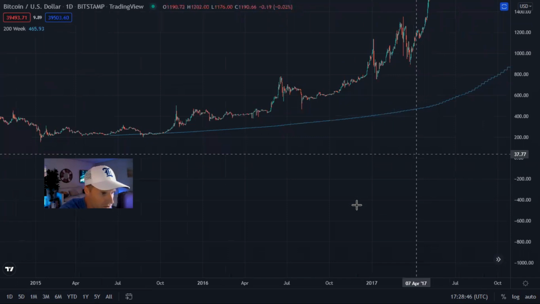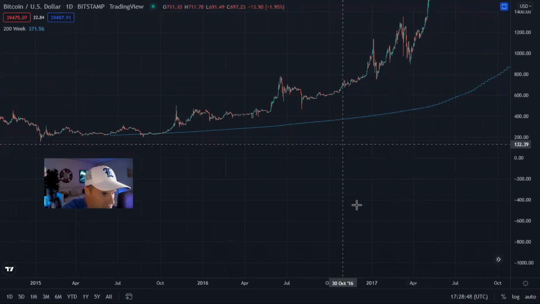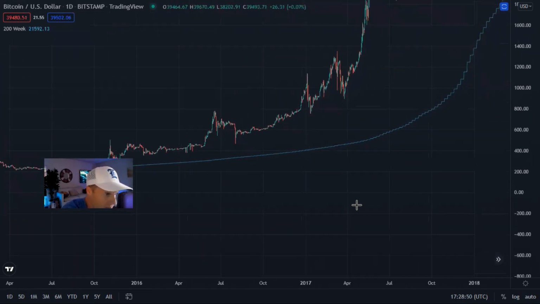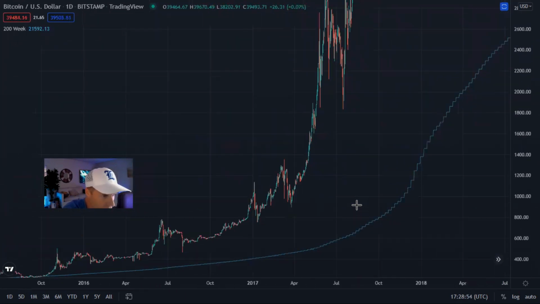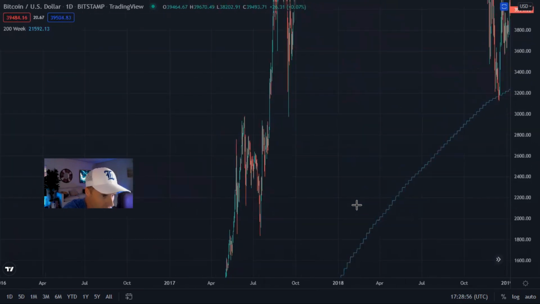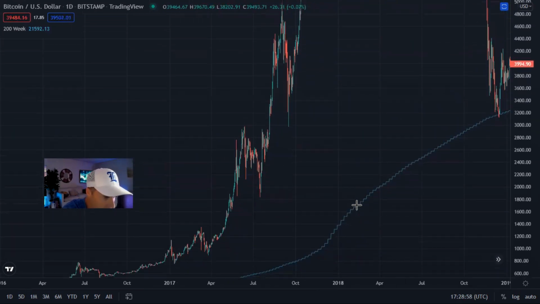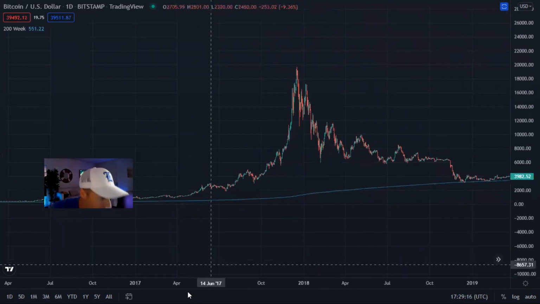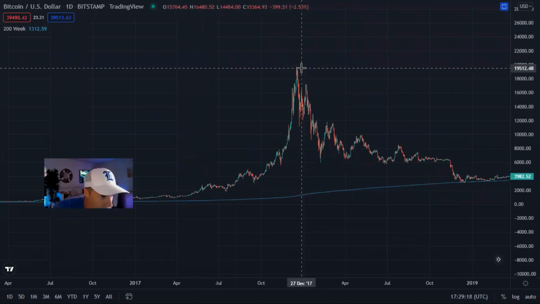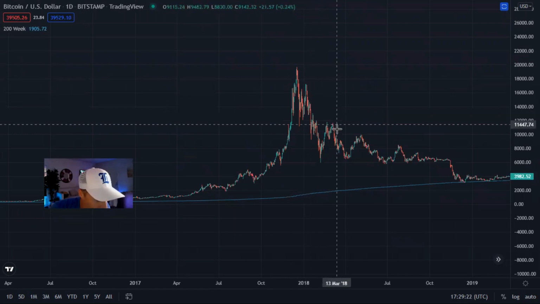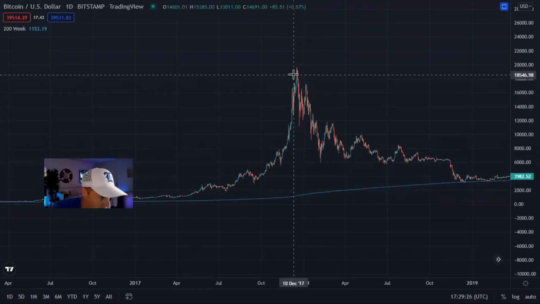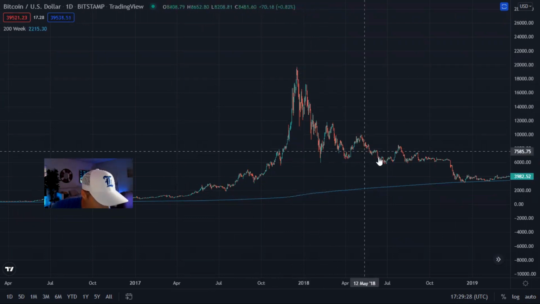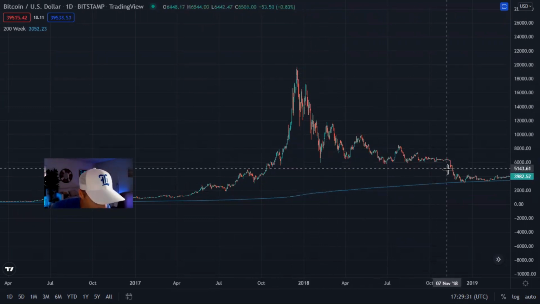We really start breaking away. So 2017 comes, and look at this, this is huge. We're coming up, we hit this huge high. Remember this? This is when we hit that $20,000, and then started the bear market. So this is that 2017 bull run, and then we go into the bear market, coming down.